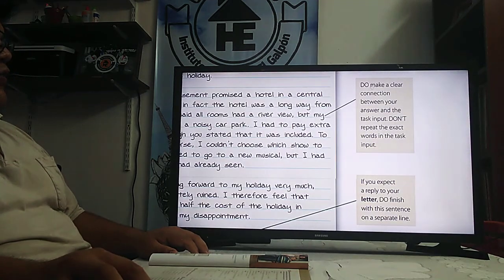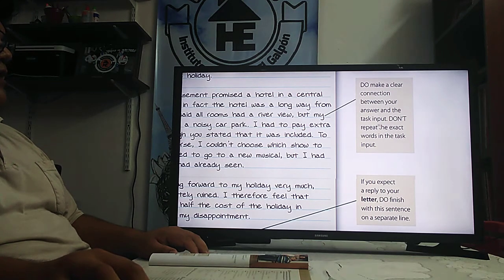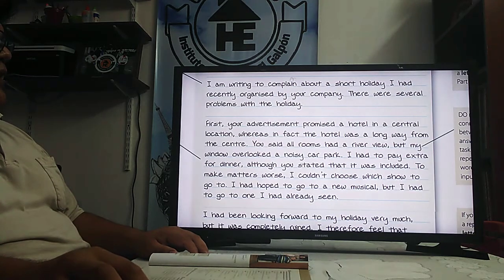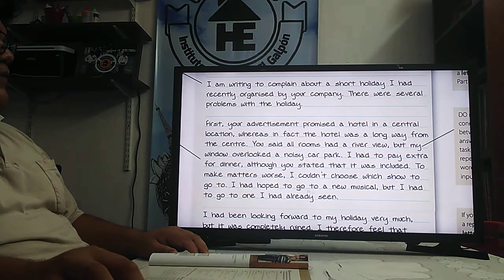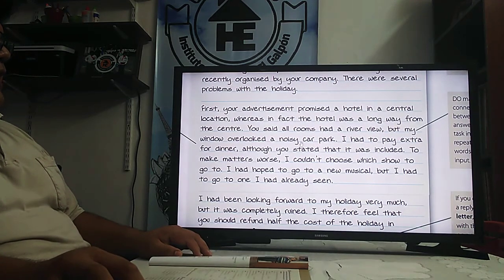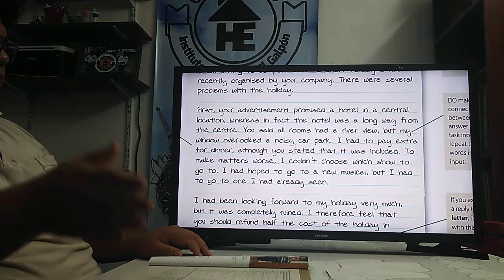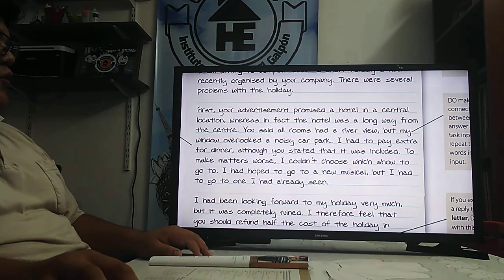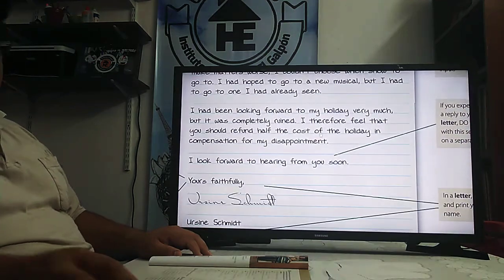And then do make a clear connection between your answer and the task input. Don't repeat exact words in the task input. This is what happened. What you write here has to be stated by this. This is the support of this part, but you can't repeat your details. And you have to go straight to the point again. Don't run in the bushes, okay? Go straight to the point.